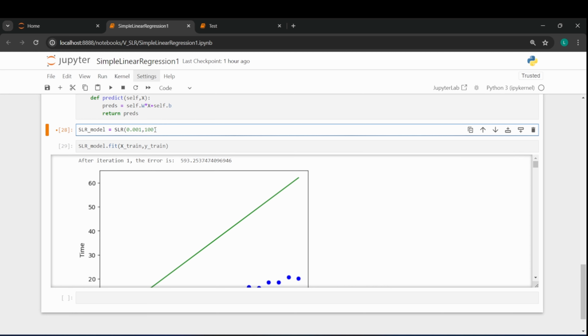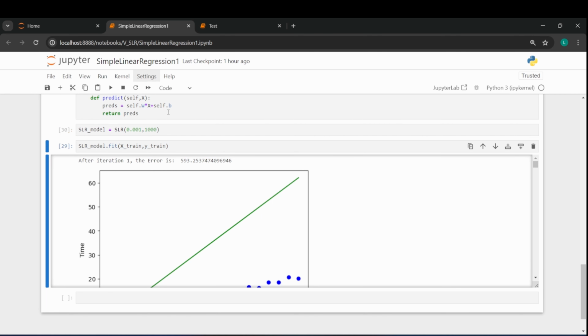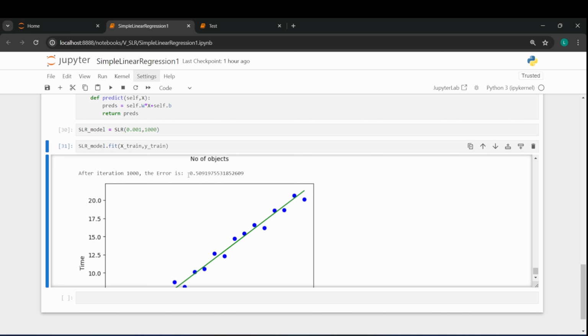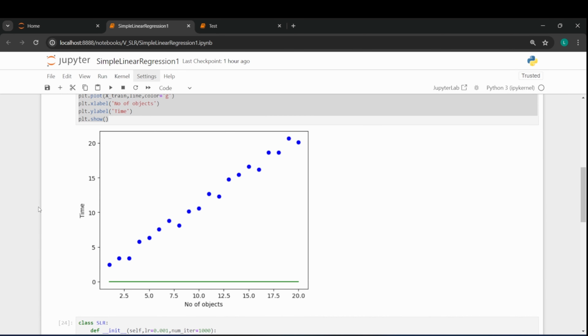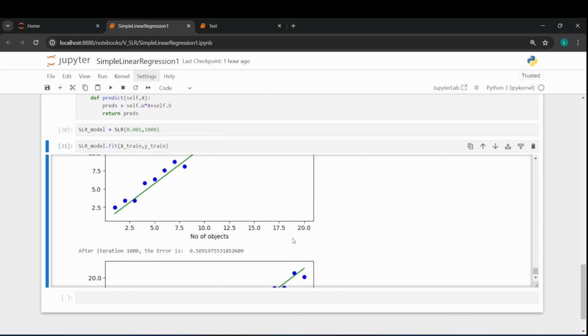For 100 iterations I believe we got a minimum error of 0.697. I am going for 1000 iterations. Let's see if the error value is reduced or not. Okay, after 1000 iterations our error has reduced to 0.59. Even if we increase the number of iterations, there won't be much reduction in the error, so we can say that the line has reached its best fit position. So we started with this line and slowly moved our line to its best fit position.